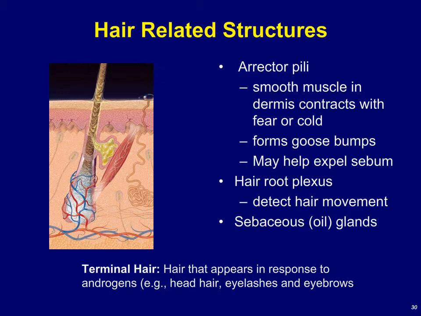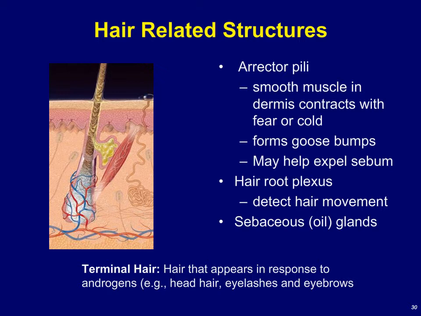And so the erector pili reflex can be a defense mechanism in some mammals. Now the other thing associated with the hair or hair follicle is something called the hair root plexus. And the hair root plexus is basically a network of nervous tissue that surrounds the base of the hair follicle. And this is one reason why plucking hairs can be very painful.